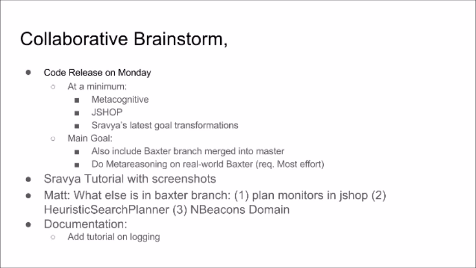Right, so we had a collaborative brainstorm. So Monday, we're going to have a code release, and at a minimum, we will have metacognitive examples and demos in there working with the functionality and Shravia's goal transformations. We also hope to have Baxter merge with the master branch and to be able to have a meta-reasoning demo using the real-world Baxter. So fingers crossed, if we don't, for any reason, get that out Monday, very soon after we will have that.